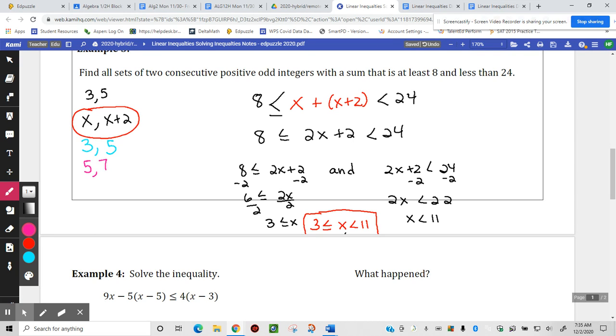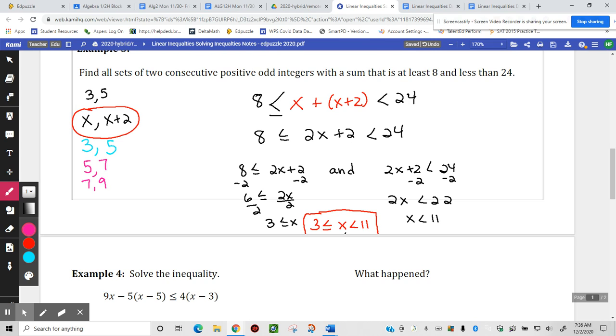It's two consecutive odd integers whose sum is at least 8, which is true, this is 12, but the sum is less than 24. Oh, great. Are there any other pairs of numbers that will work? Will 7 and 9 work?